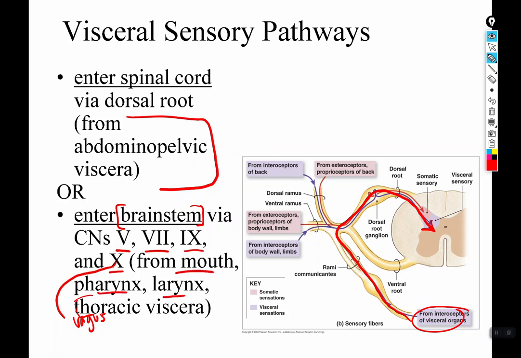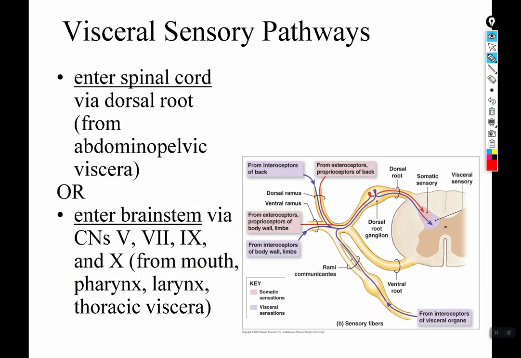Really, it just depends on the position, right? So if you're in the head already, you don't need to do the spinal cord. And then the thoracic viscera is a bit of an exception. And it's a special exception that has to do with sympathetic innervation specifically. So we'll talk about that later.